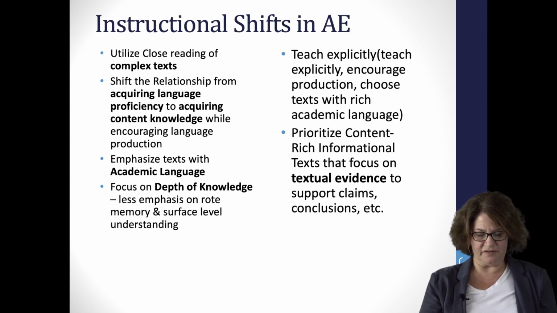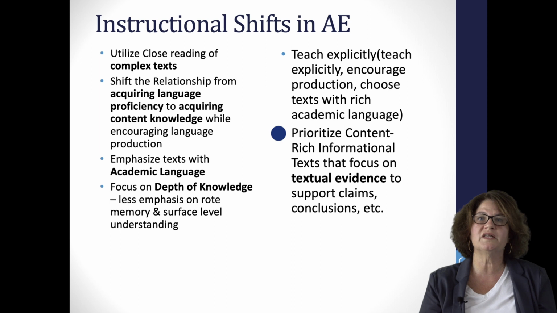Instructional shifts in adult education. Utilize close reading of complex text. Shift the relationship from acquiring language proficiency to acquiring content knowledge, while encouraging language production. Emphasize text with academic language. Focus on depth of knowledge. Less emphasis on rote memory and surface level understanding. Teach explicitly. Encourage production. Choose text with rich academic language. That's the vocabulary. Prioritize content-rich informational texts that focus on textual evidence to support claims, conclusions, etc.